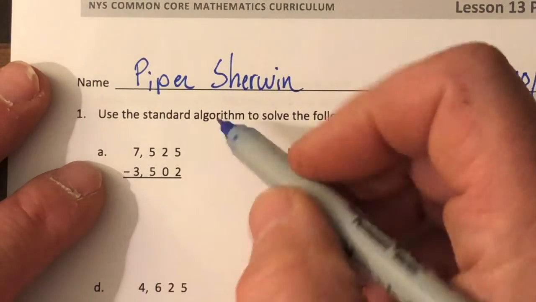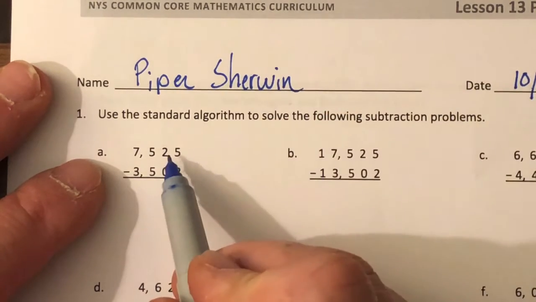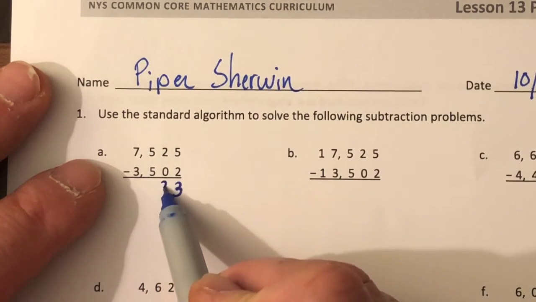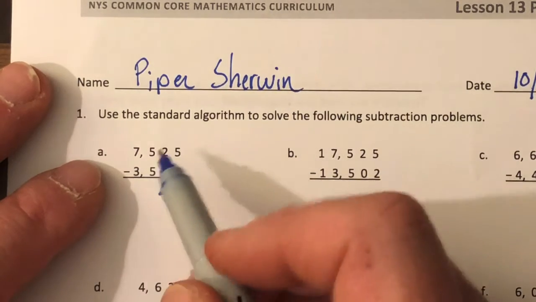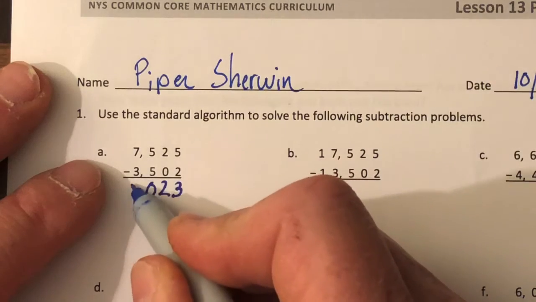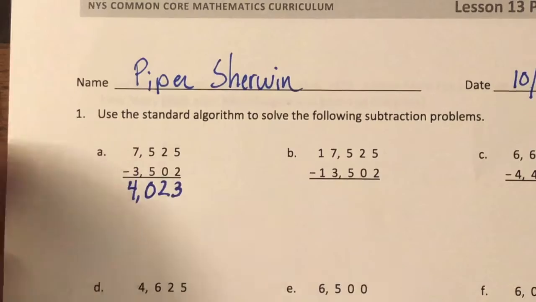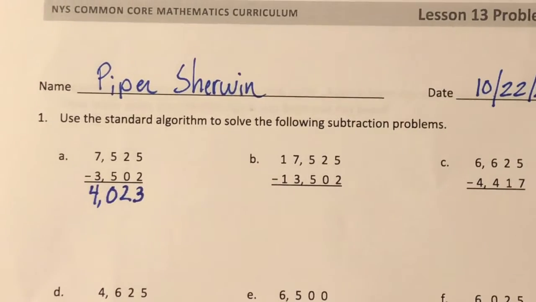Number 1A, 5 minus 2 is 3. Over my tens place, 2 minus 0 is 2. Ooh, I like this. 5 minus 5 is 0. And 7 minus 3 is 4. 4,023. Cool. No regrouping at all in that. That was pretty simple. Let's move on to the next.